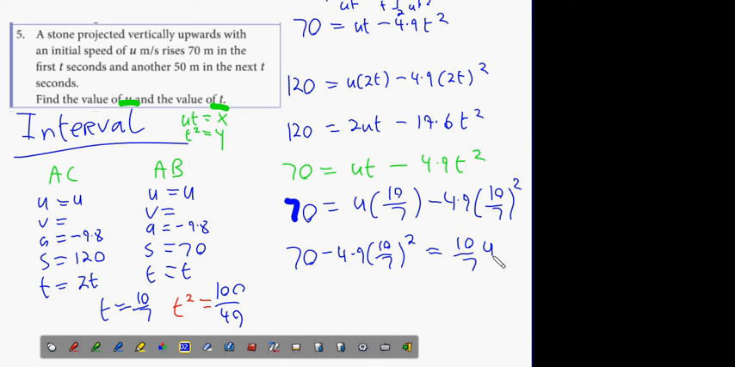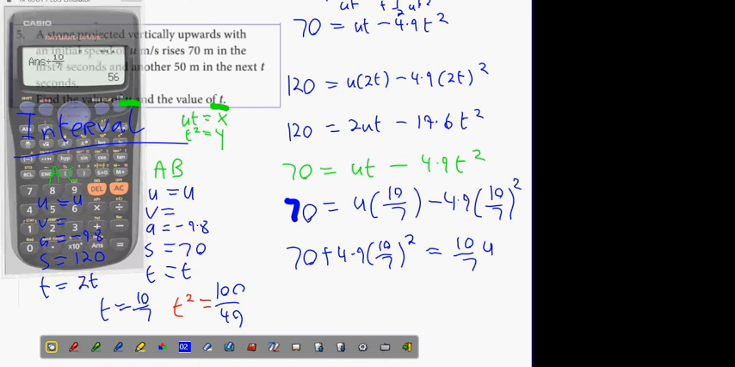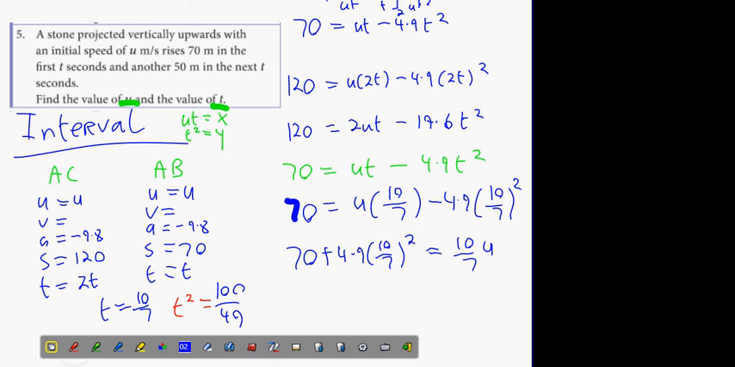Anybody on the calculator duty? That would be plus. So we get here 70 plus 4.9, brackets, 10 over 7 squared. We do that, we get 80. We have to divide this 80 by 10 over 7. When we divide it by 10 over 7, we find out that the initial speed is 56. So guys, u equals 56.